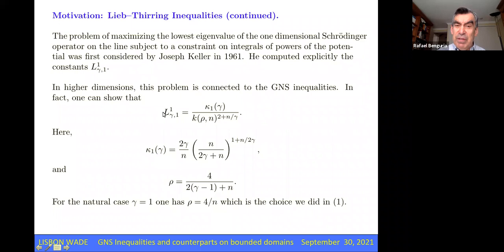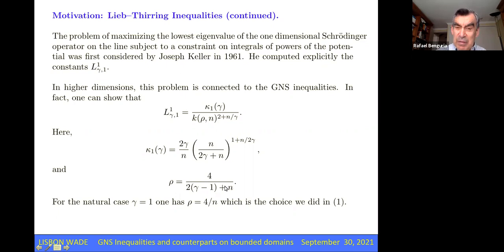That was solved by Joseph Keller in 1961. The potential V has only one eigenvalue. It's an easy problem to solve. And the best constants are given by that expression, where K1 of gamma is that, and rho is given by that quantity here. When gamma is equal to one, which is the more natural case, when you are connecting the sum of the negative eigenvalues, the energies, then this term disappears and rho is equal to four over n. That's the reason I was mentioning before that I was only interested in the case of rho equal four over n, which is for me the most important case.